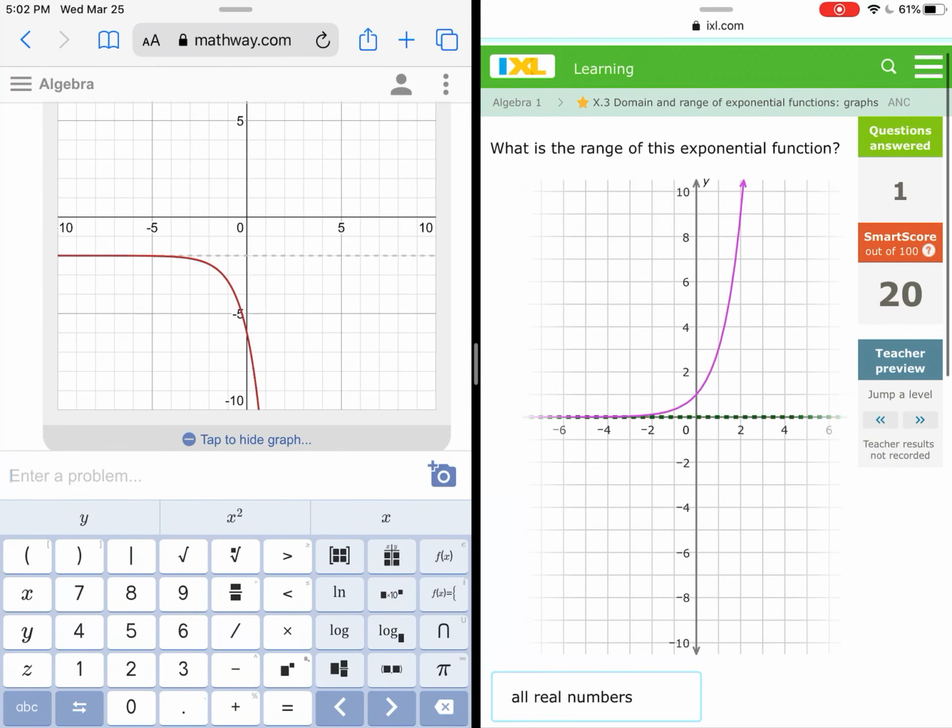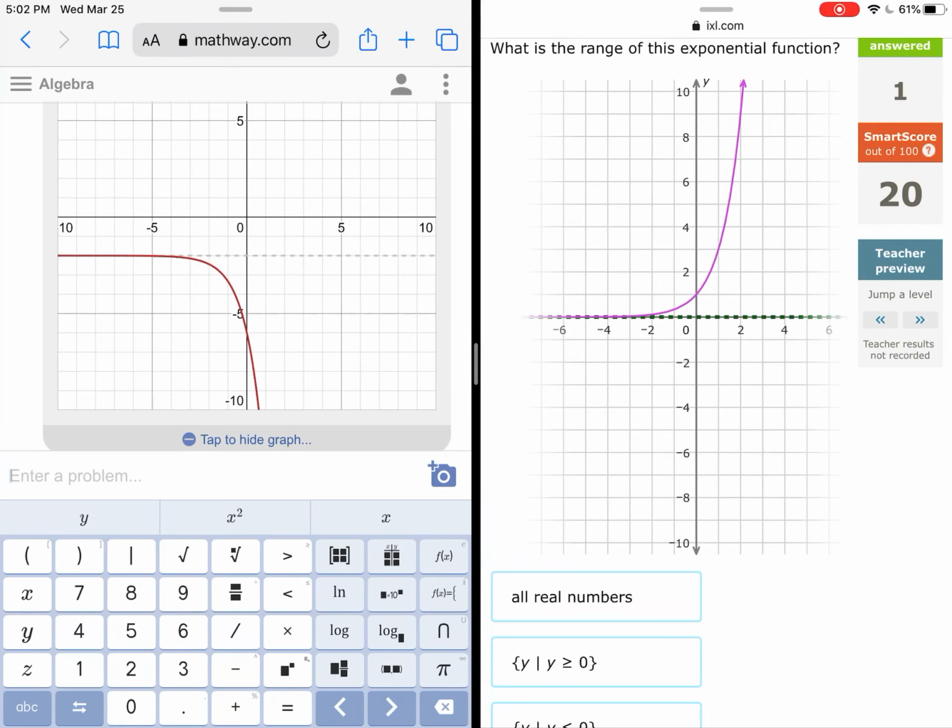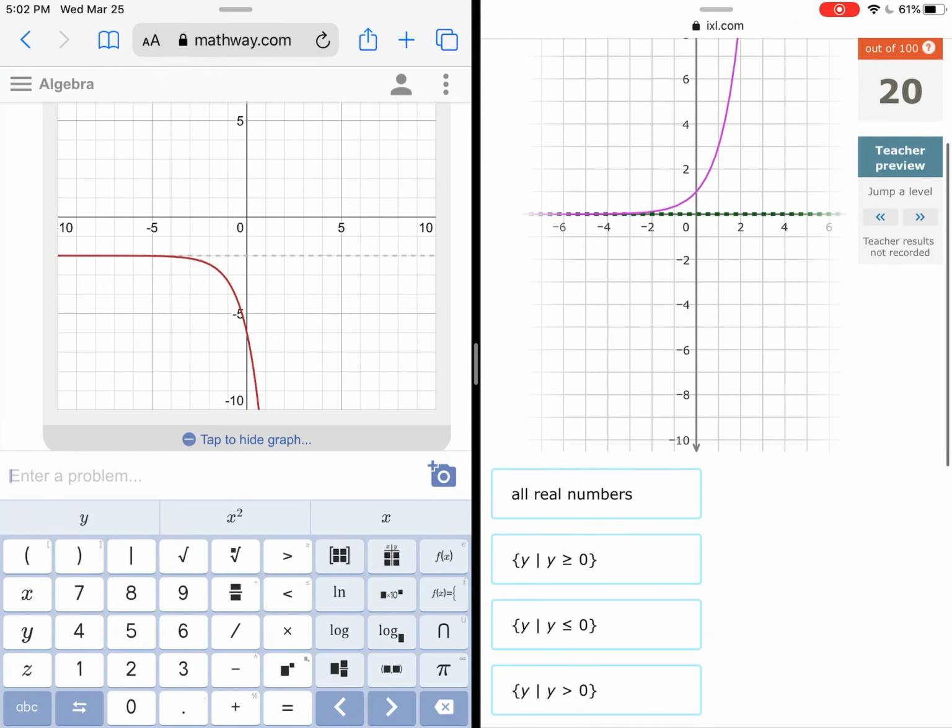So on my y-axis, I have my line at 0. So that horizontal line is at 0 on the y-axis, and the graph is above that line, so that means greater than that line. So all real numbers, that's only for the domain. If we check this next answer choice after that, it says all y is greater than or equal to 0.